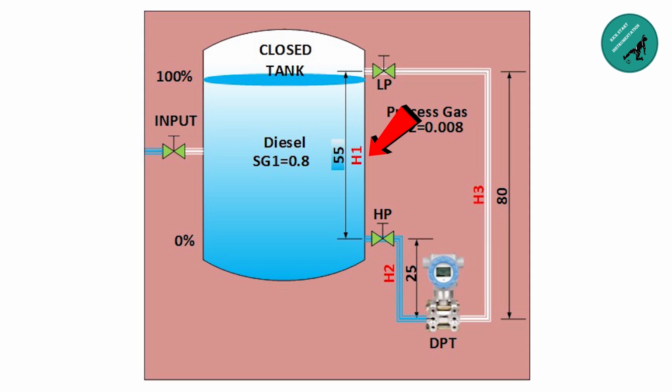Height 1 and height 2 are filled with diesel, so we will take the specific gravity of diesel. Height 3 is filled with process gas, so we will take the specific gravity of process gas. The specific gravity of diesel is 0.8, that is SG1, and the specific gravity of process gas is 0.008, that is SG2. Now we will do the calculation.